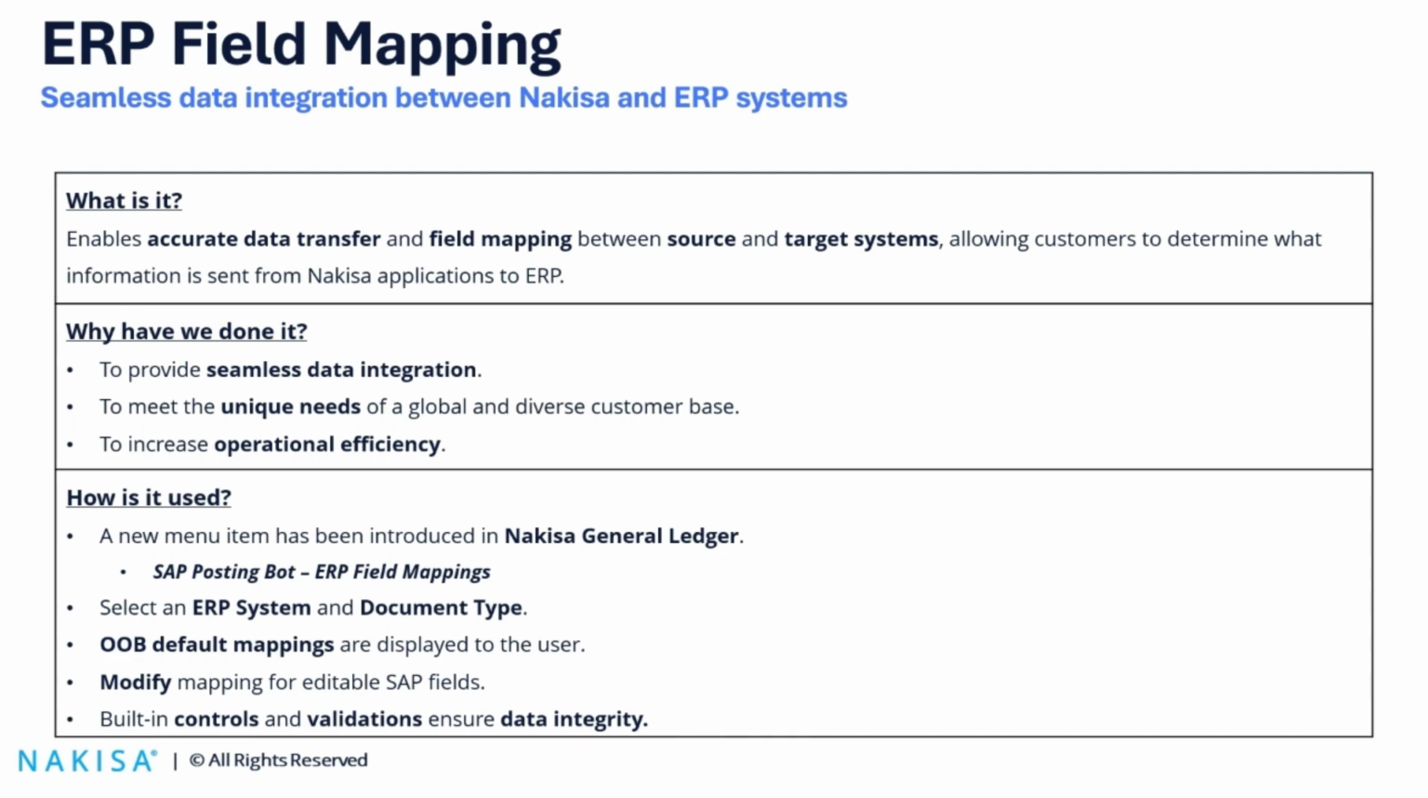Now the user can create customized mapping between Nakisa fields and ERP fields, supporting seamless data transfers. So what we are doing is we are allowing users to have the ability to alter the information that is sent from Nakisa in the posted documents to the general ledger, and then once the SAP posting bot is run separately, it is sent from the general ledger to your ERP system.